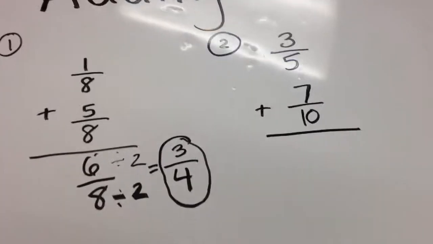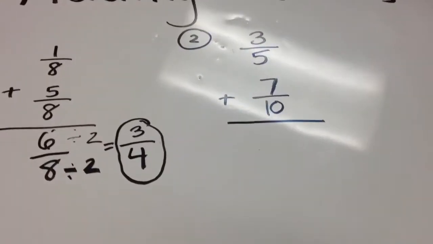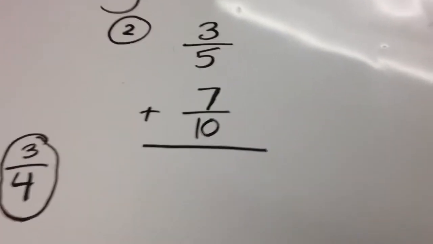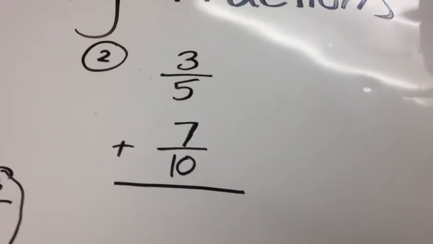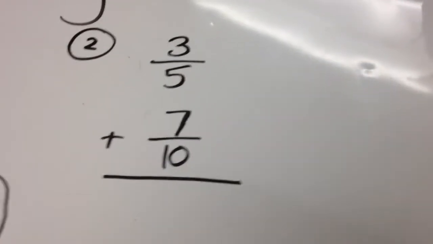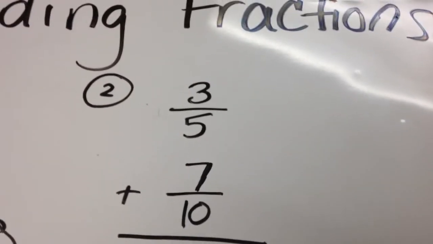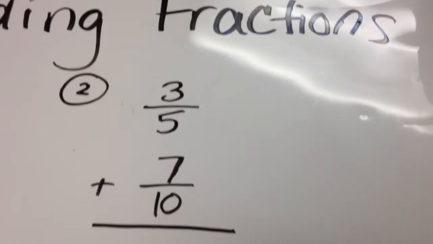The second problem, we have 3/5 plus 7/10. We do not have a common denominator. The denominators are different. So when we have different denominators, we need to change them so that they have a common denominator. I can't add fifths and tenths together because they're not the same size pieces. So I need to go ahead and put the same denominator for both of those.